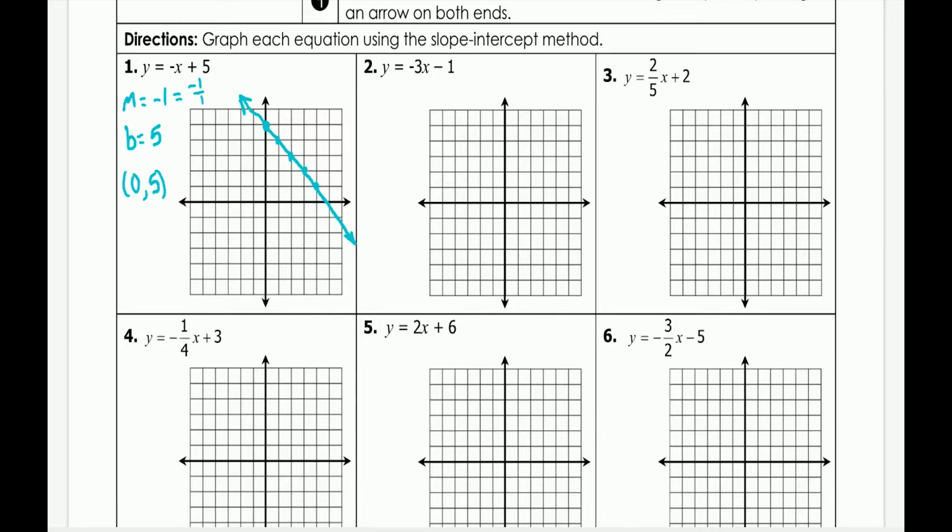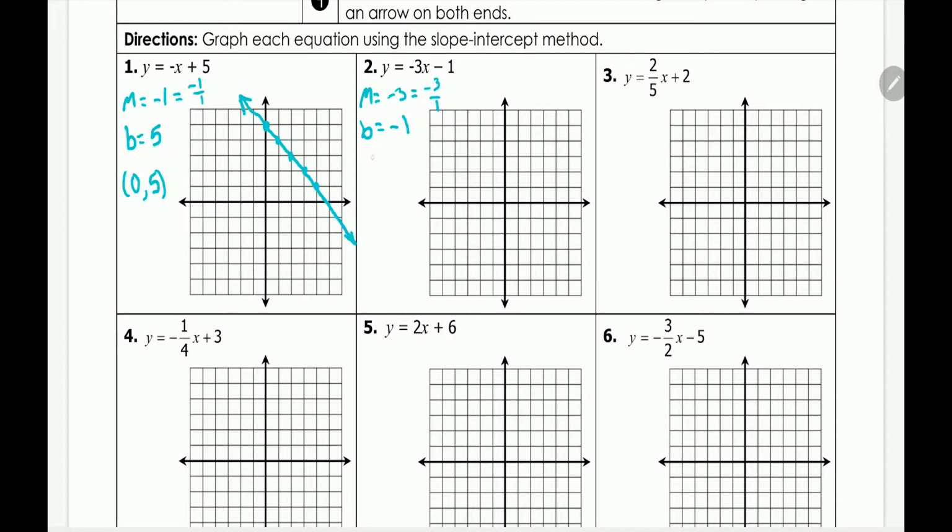So let's move on to number 2. We have y is equal to -3x minus 1. First step, is that in slope-intercept form? Yes. So we have to determine the slope and the y-intercept now. For this one, m is equal to -3. And since it's a whole number, we can go ahead and change this to -3 over 1. And we can also have the y-intercept, which is b, equal to -1.